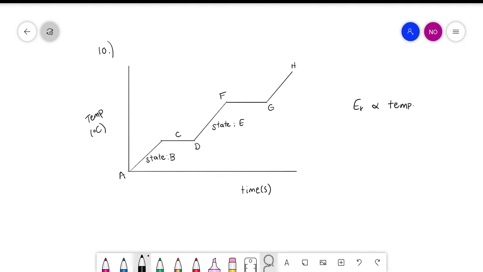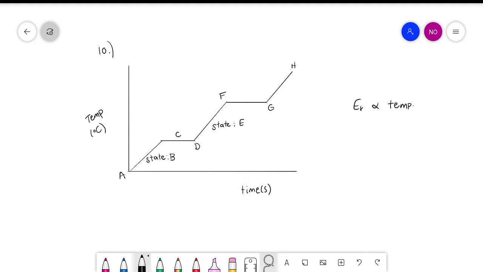Vir al die stukke tussenin hulle, by C en van F tot by G, for those two parts, sien julle hulle is plat daar. Met ander woorde, die temperatuur bly konstant. If the temperature is staying constant, it means that the kinetic energy is also staying constant. Maar ons sit nog steeds energie in. There's still a flame burning or whatever. So we're still adding energy into the system. So something has to increase, want ons sit energie in. So op daai stukke bly die kinetiese energie konstant, maar die potentiële energie neem toe. The potential energy is increasing.